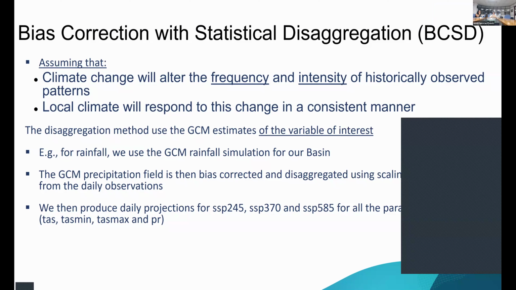Same for temperature. So we applied this method to generate daily projections for the three different scenarios, 4.5, 7.0, and 8.5, focusing on 4 key variables, which are the daily average temperature, minimum and maximum temperature, and precipitation. So this approach allowed us to capture not only the long-term trends, but also the day-to-day variations that are critical for local scale adaptation planning.